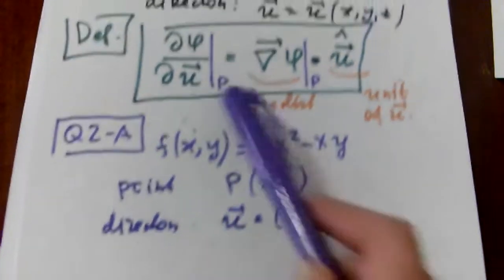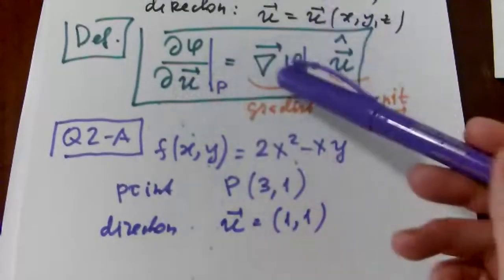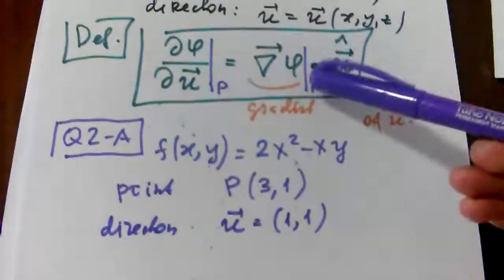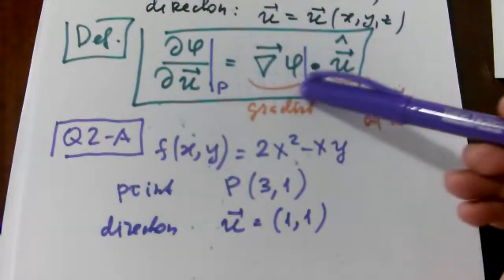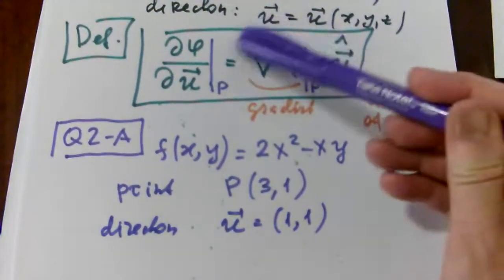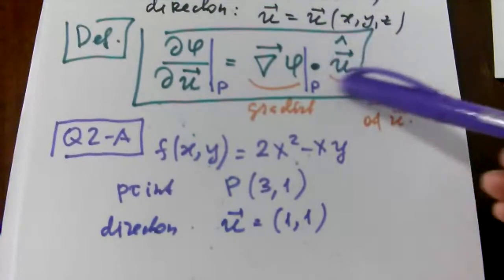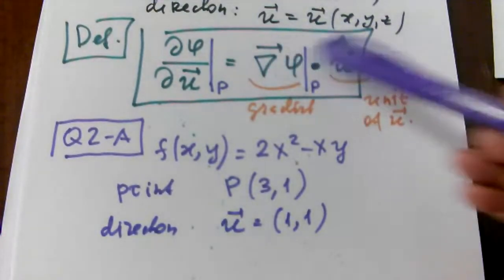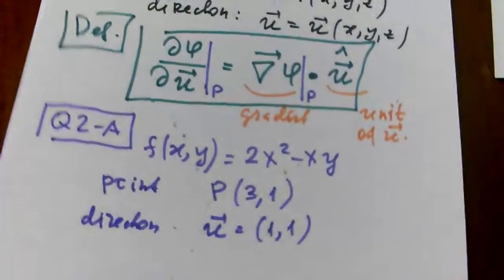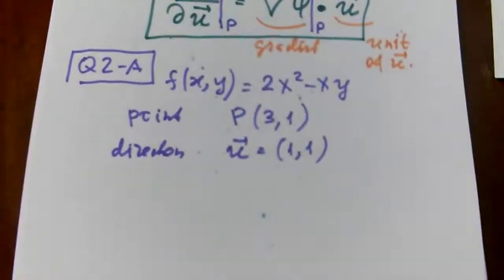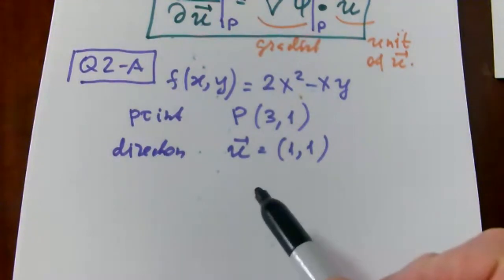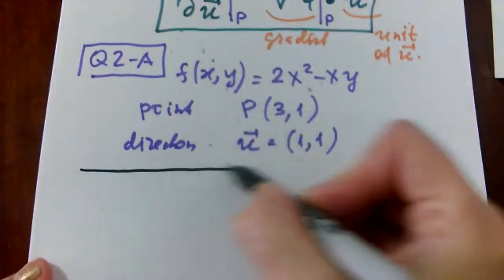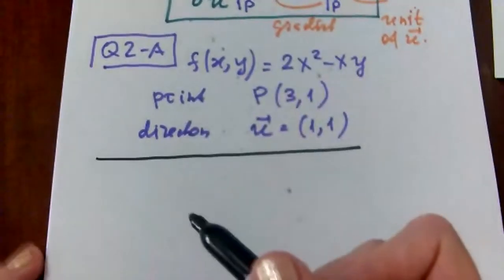So what do we need to do? We need to look at this formula and realize that we need to do it step by step. We need to find the gradient of our function first, then substitute the coordinates of P. This is going to be our first term. Then we need to normalize our direction vector, and then after that we can do the dot product or scalar product of them. So it's pretty clear, very straightforward, nothing fancy. You don't even need to understand the meaning of this directional derivative.